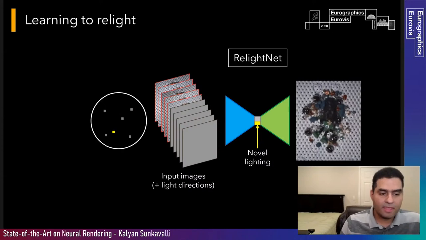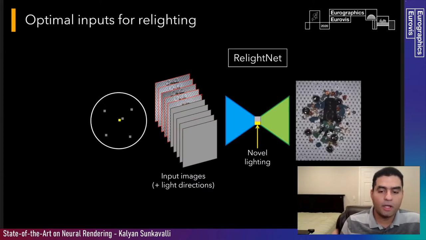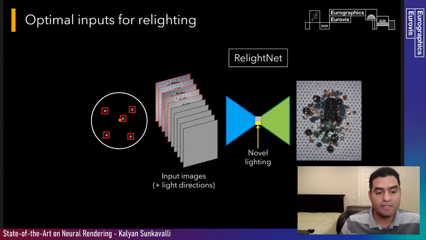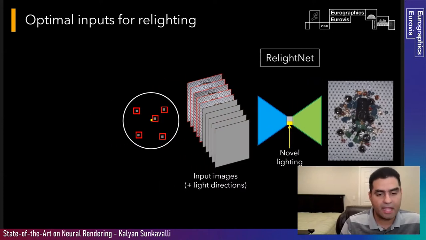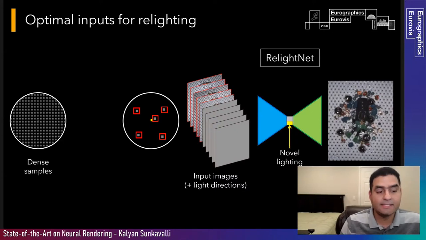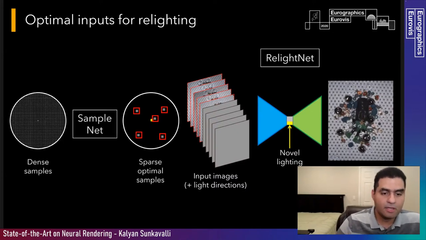But one thing we found is that the quality of the relighting we get from this network also depends on the input images, the input lighting directions that we picked. So to handle this, we also have this component where we take a dense set of lighting samples and then have a learnable sample selection layer, which predicts the optimal sparse samples for best relighting quality.